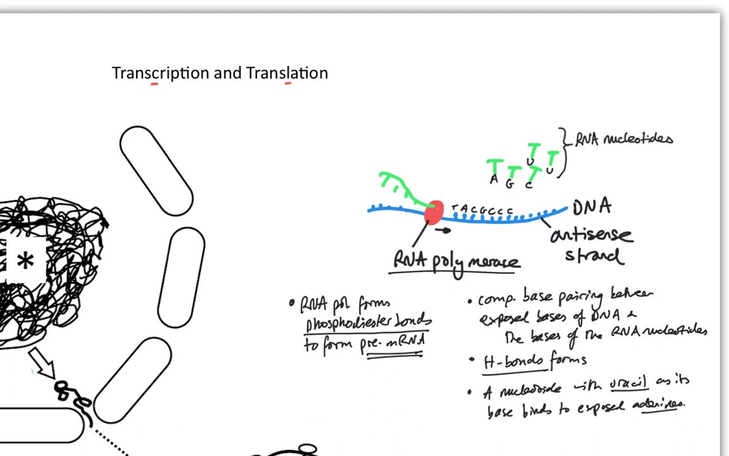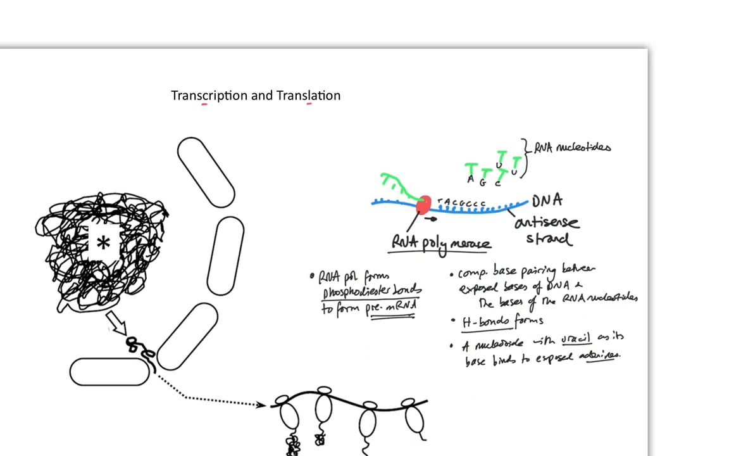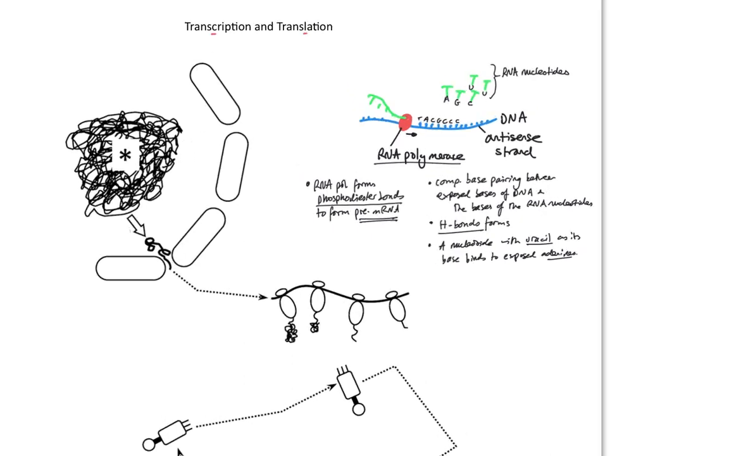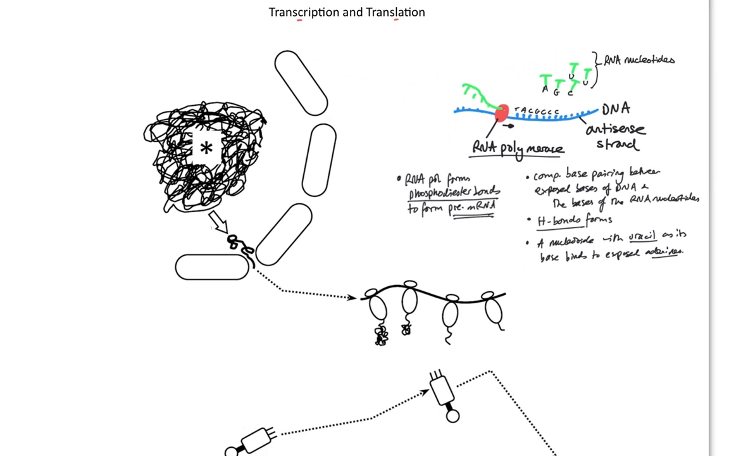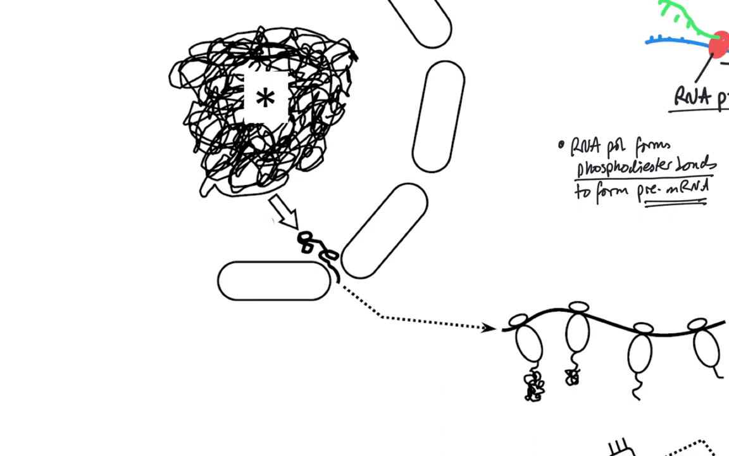So that is transcription. Again, we do a lot more about it and how this is controlled in topic 8. So that's the asterisk done.